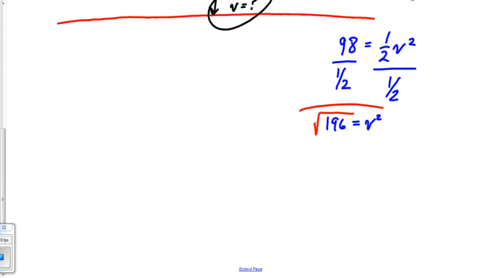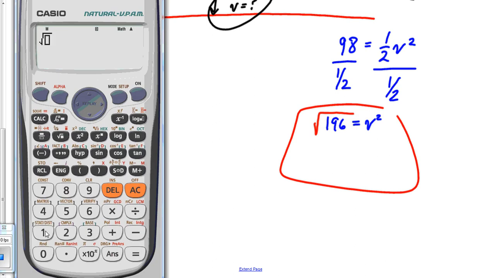And I'm waiting for somebody in the room to answer, and they're not. So let's go right here and do the whole square root of 196. Oh, 14. Donald's flying. 14 meters per second.